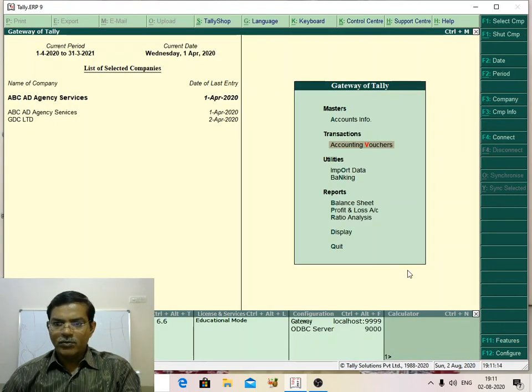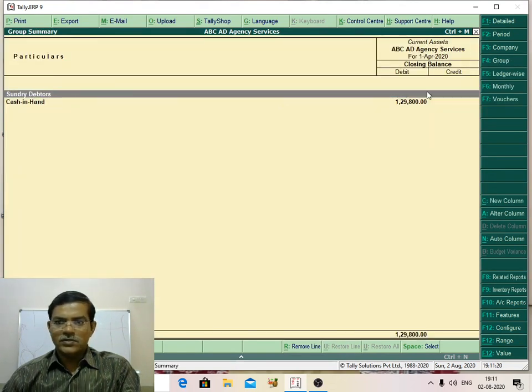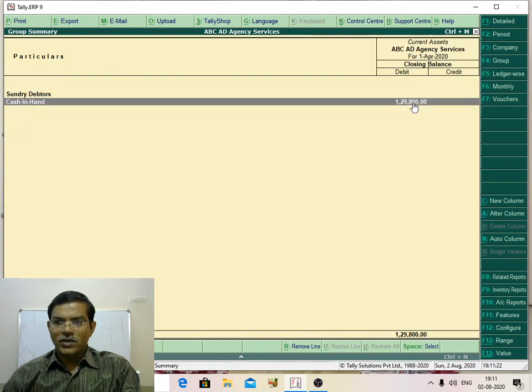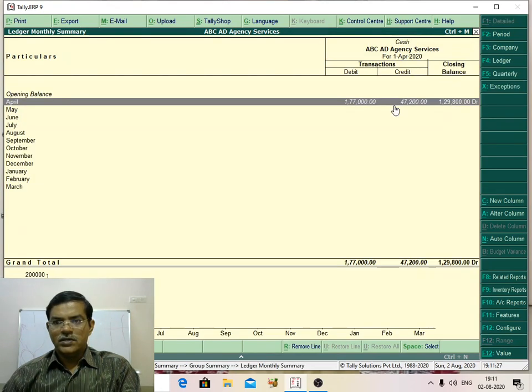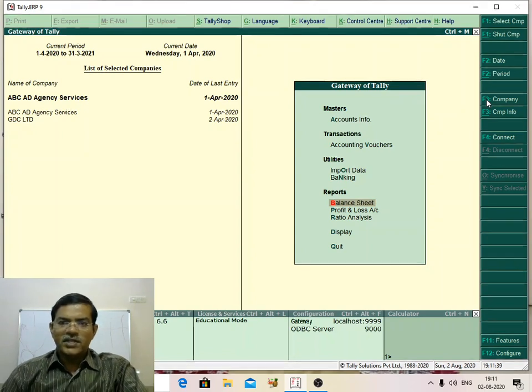So now we'll check once again the balance sheet. On the current assets side, there are no sundry debtors. The only cash in hand, earlier negative, is now a positive value. Okay, the cash we received, the total amount we received is this much, and what we paid, and this is the remaining balance. So this is the way we post the transactions using services.